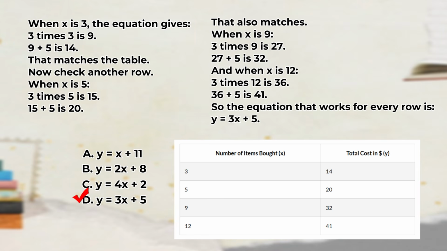Let's test it. When x is 3, the equation gives 3 times 3 is 9. 9 plus 5 is 14. That matches the table. Now check another row. When x is 5, 3 times 5 is 15. 15 plus 5 is 20. That also matches. When x is 9, 3 times 9 is 27. 27 plus 5 is 32. And when x is 12, 3 times 12 is 36. 36 plus 5 is 41. So the equation that works for every row is y equals 3x plus 5. This question checks algebraic thinking and the ability to connect a table with an equation.